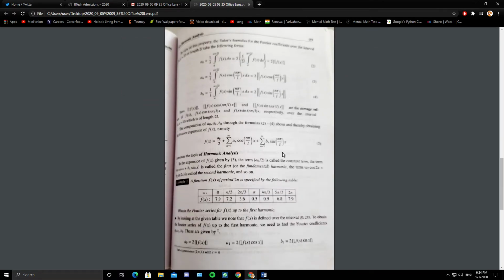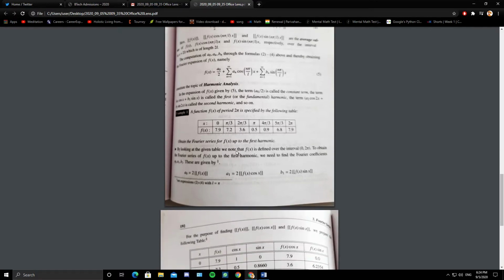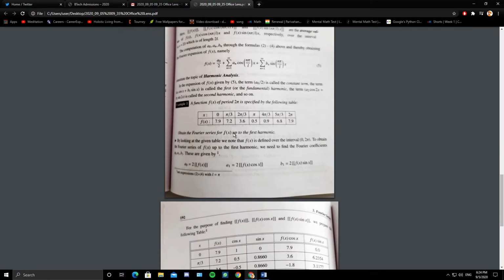The same thing is repeated on this page, and now we will look into a problem. You will not get the complete question in the first test. You just learn what harmonic analysis is and the formula for the constant term, first harmonic, second harmonic. So I will explain this problem.